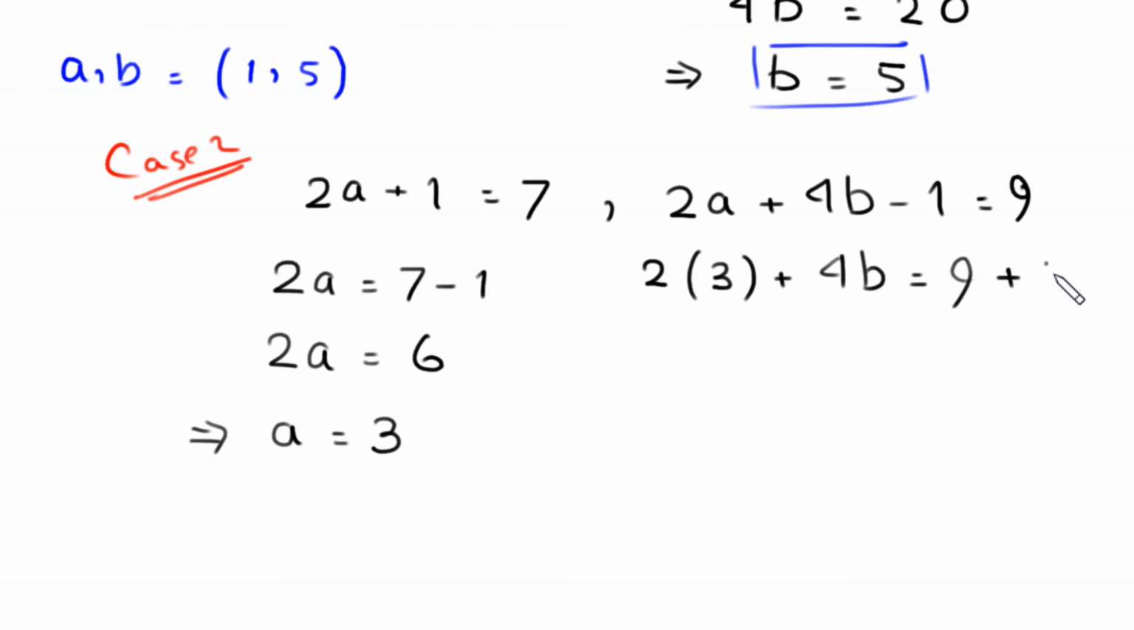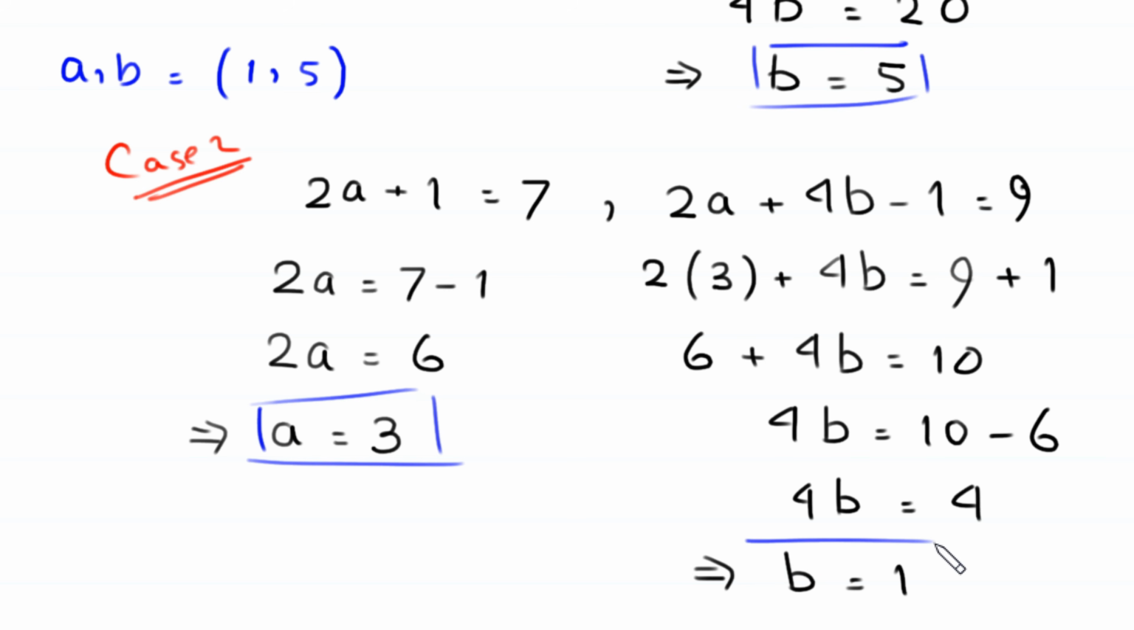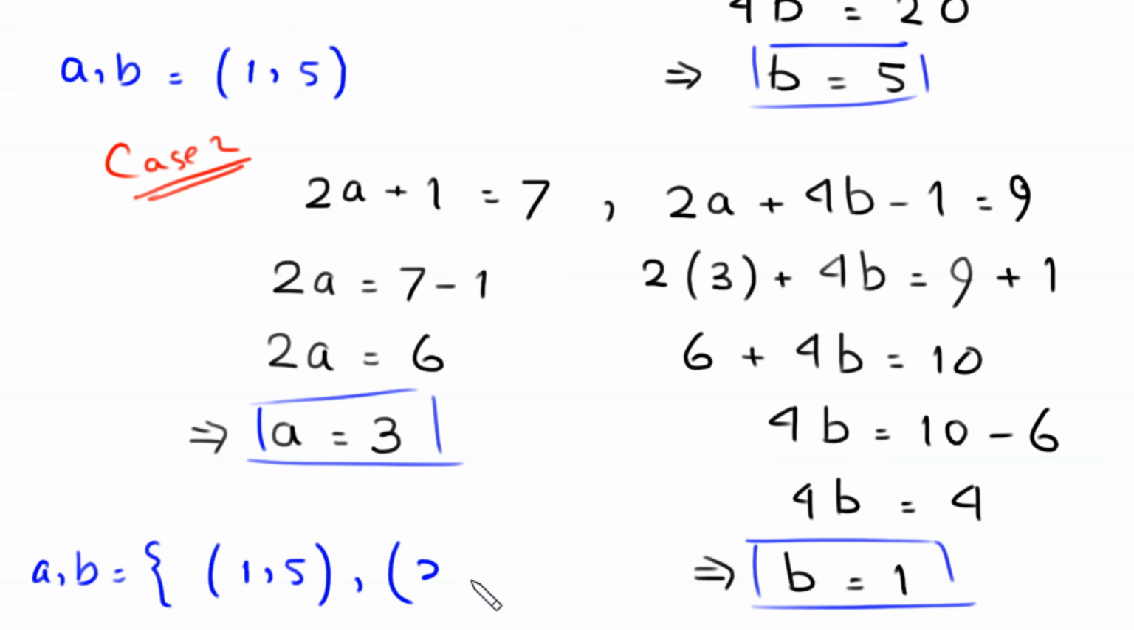This negative 1 will become plus 1. Further simplified, 2 times 3 will become 6 plus 4 times b equal to 10. Move this 6 to the right hand side. This will become 4 times b equal to 10 minus 6, so 4 times b is equal to 4. If we divide both sides by 4, this implies that b is equal to 1. So from this case we get a is equal to 3 and b is equal to 1. So the final set of solutions of (a, b) will be: the first pair is 1 comma 5, and the second is 3 comma 1. This is the final answer of this problem.